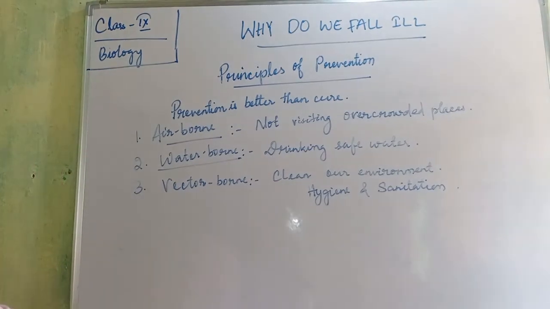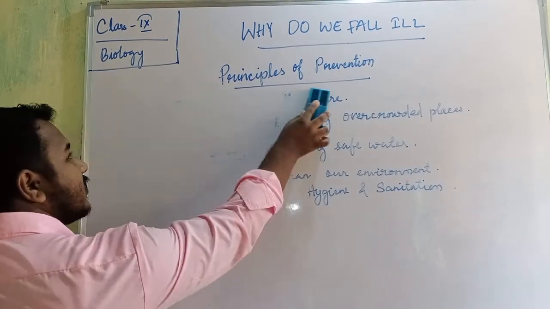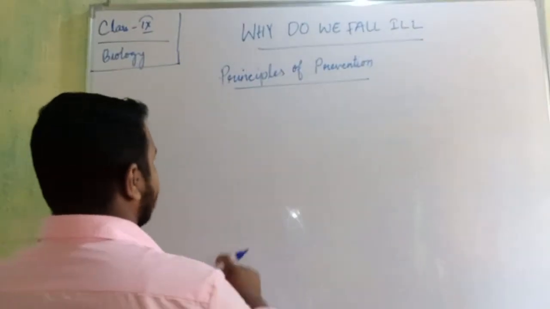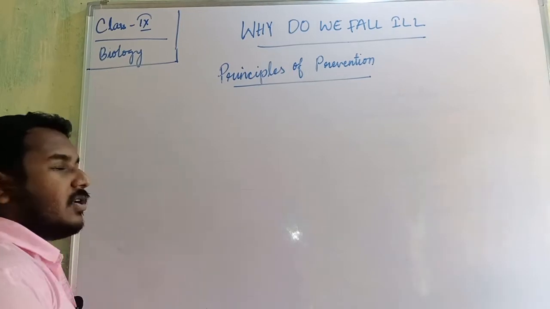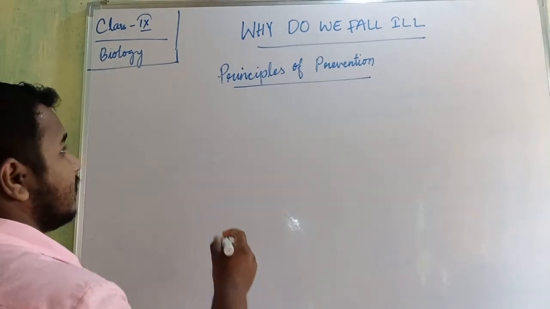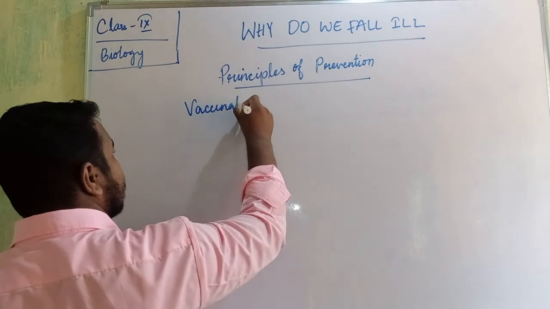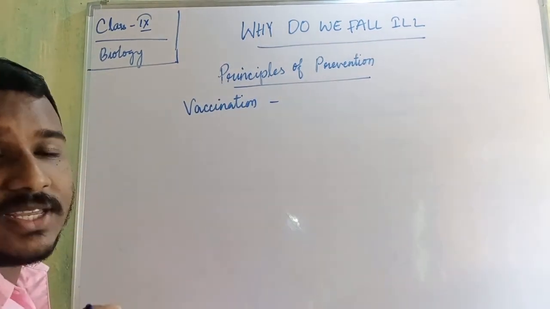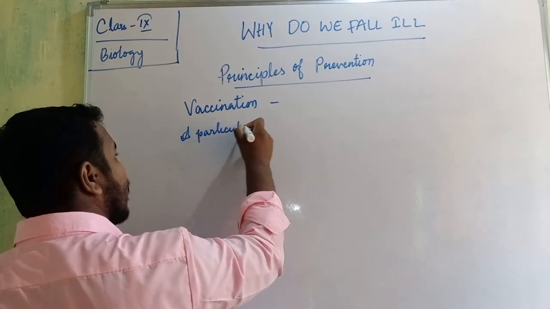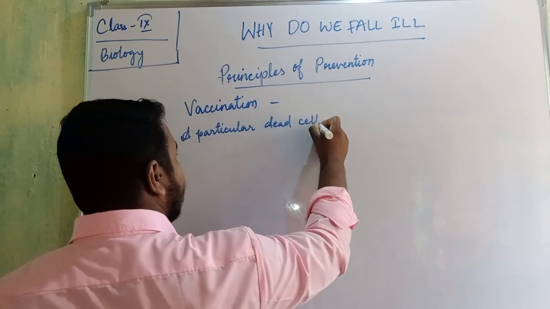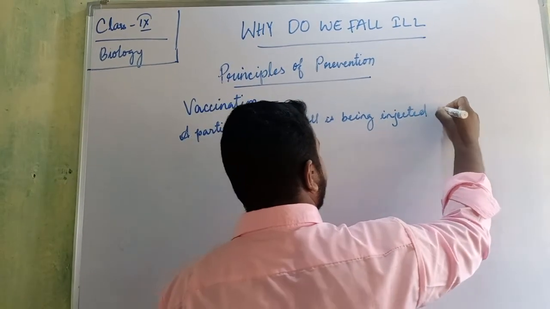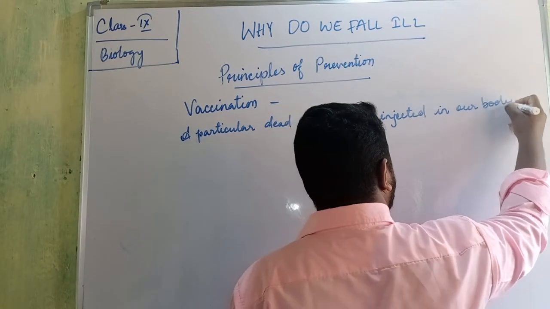A simple means is vaccination. So what is vaccine? Polio vaccine, hepatitis vaccine, smallpox vaccine, these all are vaccines. Vaccination means a particular dead cell is being injected in our body. What will happen?